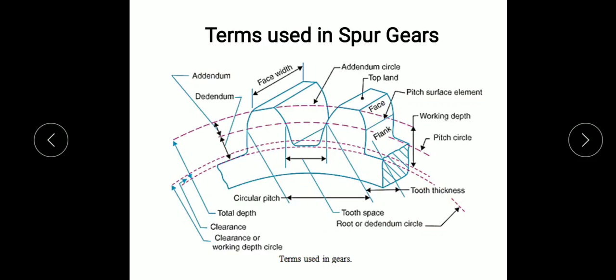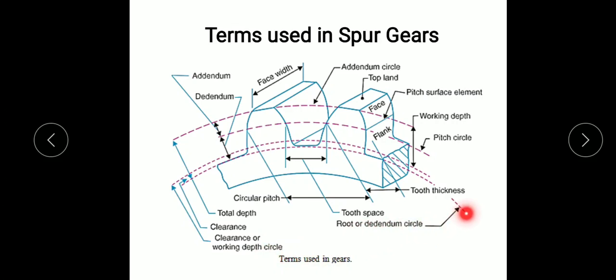Now we will discuss the terminology of spur gear, or terms used in spur gear. You can see a figure. The main important thing is the pitch circle, which is an imaginary circle, and according to this radius we are defining the dimension of a spur gear. And here you can see the distance between the pitch circle and the top position is the addendum, and between the pitch circle and the bottommost position is the dedendum. And you can also see the top circle is known as the addendum circle, and the bottom circle is known as the dedendum circle.